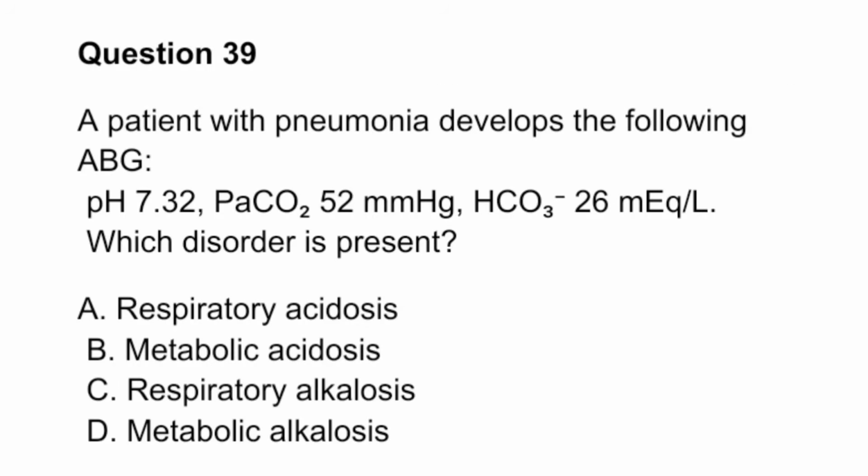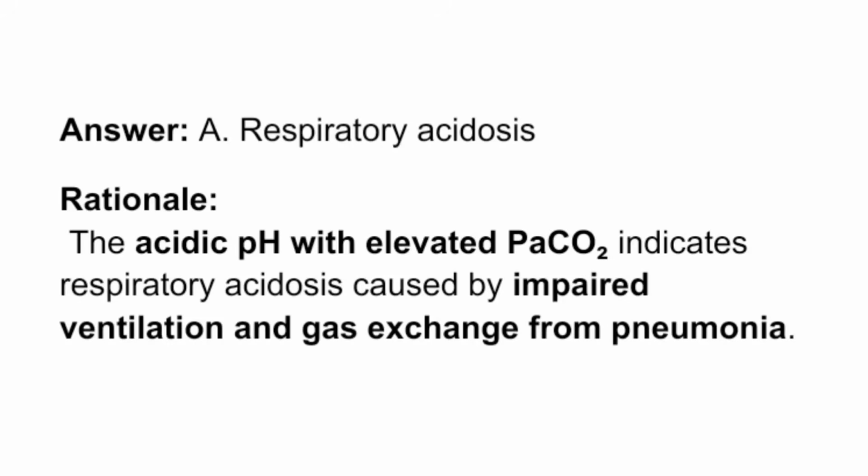Question 39. A patient with pneumonia develops the following ABG: pH 7.32, PaCO2 52 mmHg, HCO3- 26 mEq per liter. Which disorder is present? A. Respiratory acidosis. B. Metabolic acidosis. C. Respiratory alkalosis. D. Metabolic alkalosis. Answer: A. Respiratory acidosis. Rationale: the acidic pH with elevated PaCO2 indicates respiratory acidosis caused by impaired ventilation and gas exchange from pneumonia.